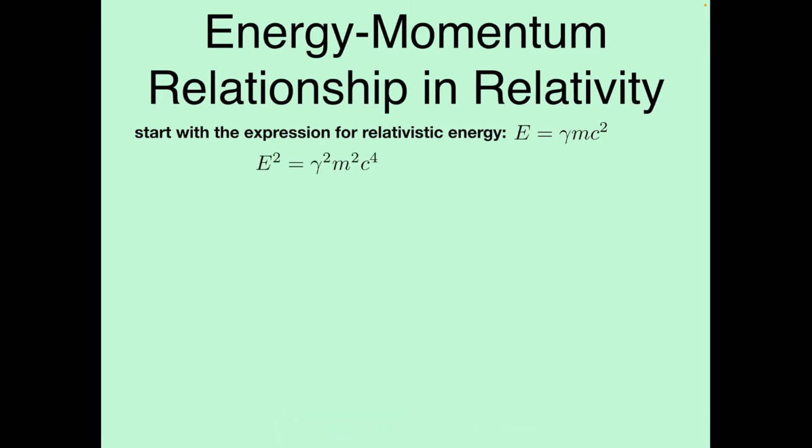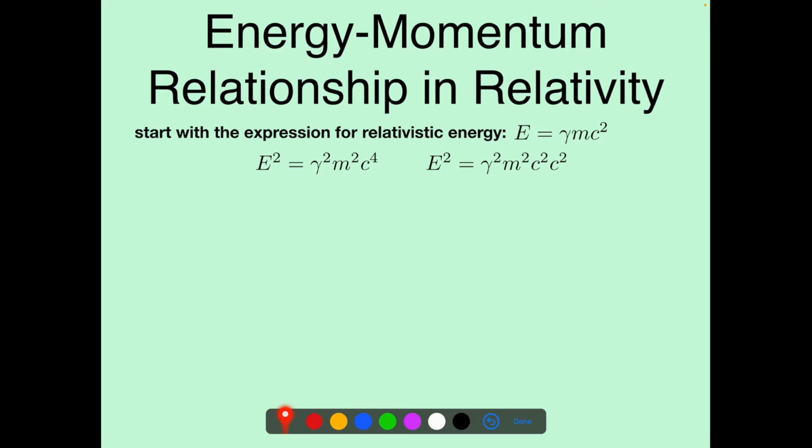So I'm going to do some manipulations to this equation. I'm going to start by squaring both sides. So we have E squared is equal to gamma squared times m squared times c to the 4th power now. And what I'm going to do with that c to the 4th power is split it into two different terms. So we have E squared equals gamma squared times m squared times c squared times another factor of c squared. Okay? What I'm going to do next may look a little bit strange, but trust me, this is going somewhere.